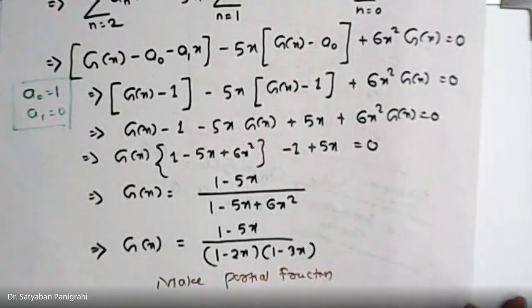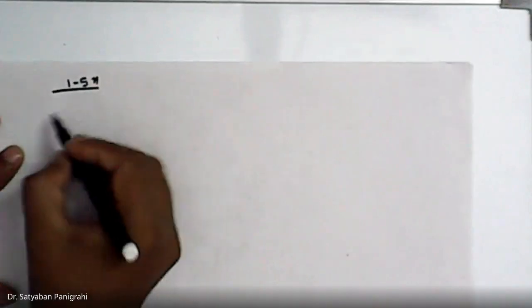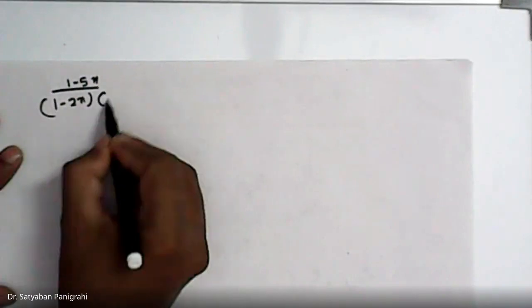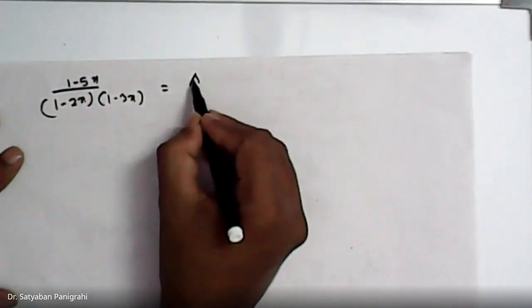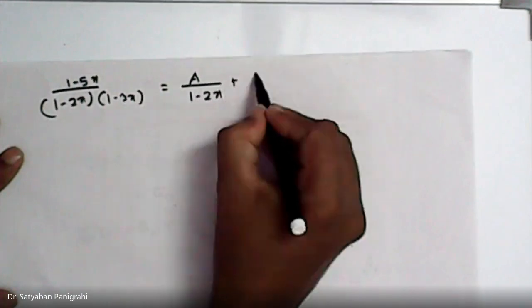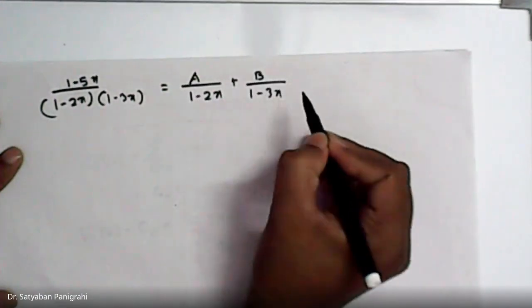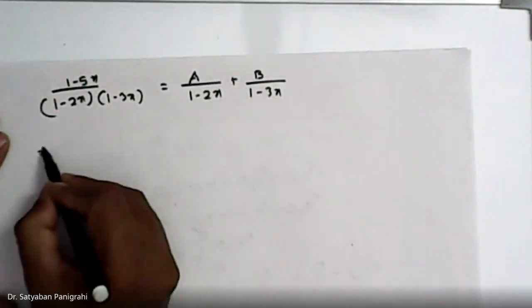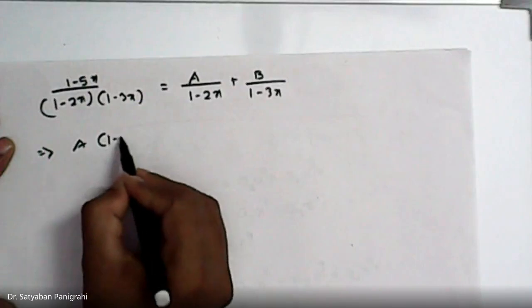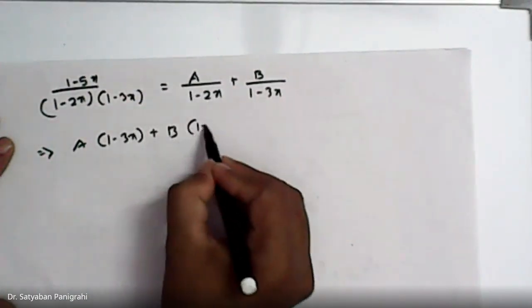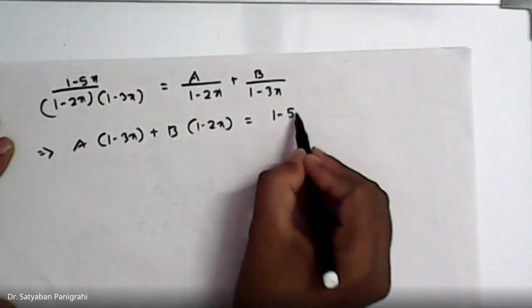You already know how to do partial fractions from your class 11 or 12, also during integration. So I am just doing that. I want to make a partial fraction of 1 minus 5x divided by 1 minus 2x into 1 minus 3x. Suppose I want to write it in the form of A divided by 1 minus 2x plus B divided by 1 minus 3x. So as you know, this gives A into 1 minus 3x plus B into 1 minus 2x equal to 1 minus 5x.